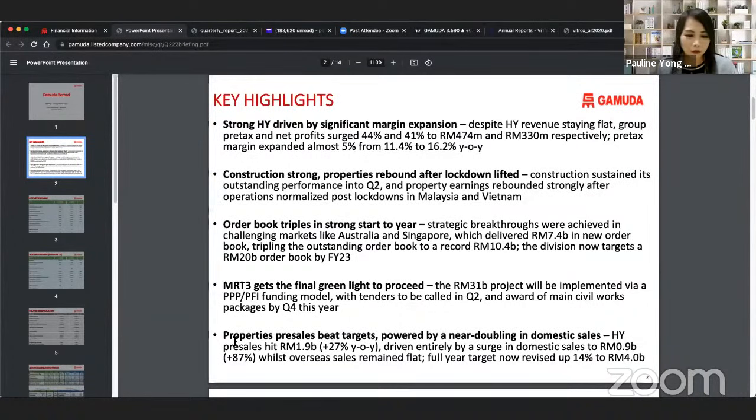They also say that the property pre-sales beat the target. Although, as you can see later, properties are only a small part of their revenue segments. The major part is still construction. They have 3 major revenue segments, and construction is the biggest revenue, the biggest pie.